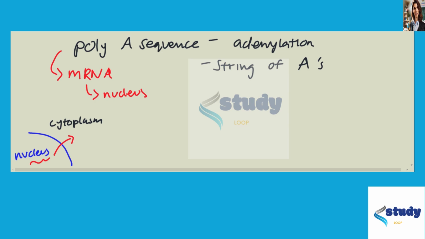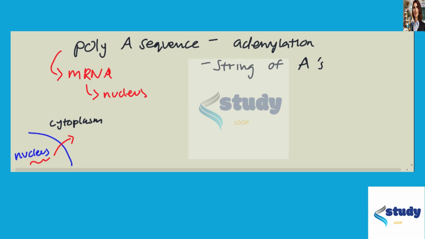So as we can tell from your answer choices, C and D are not relevant because it is not in the cytoplasm where poly-A sequences are added. Okay, so all we're left with is A and B. Now let's figure out which end it's added to.